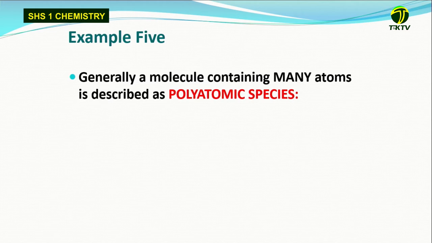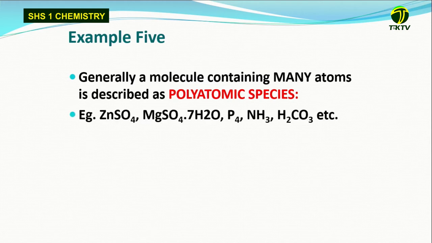Generally, any substance that contains many atoms, we can call it a polyatomic species, whether it is 2, 4, 5, or 10. Let's look at an example, zinc sulfate heptahydrate, ZnSO4.7H2O. You see that we have one zinc atom, one sulfur atom, and 4 oxygen atoms. Then we have 6 of them, so we can say it is a polyatomic species. Let's take magnesium sulfate heptahydrate. We have the magnesium, the sulfur, the oxygen, even there we have 6 atoms. Then we come to the water, we have 7 affecting the water. Phosphorus, P4, NH3, all these have many atoms, and we call them polyatomic species.